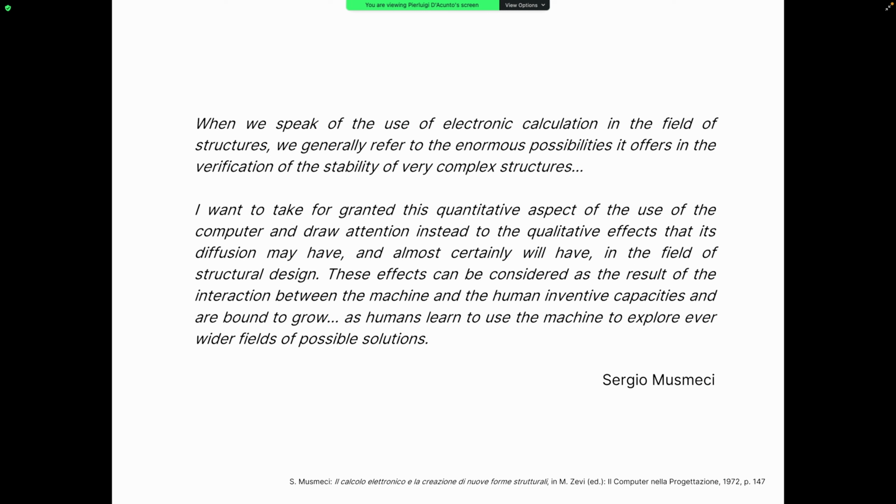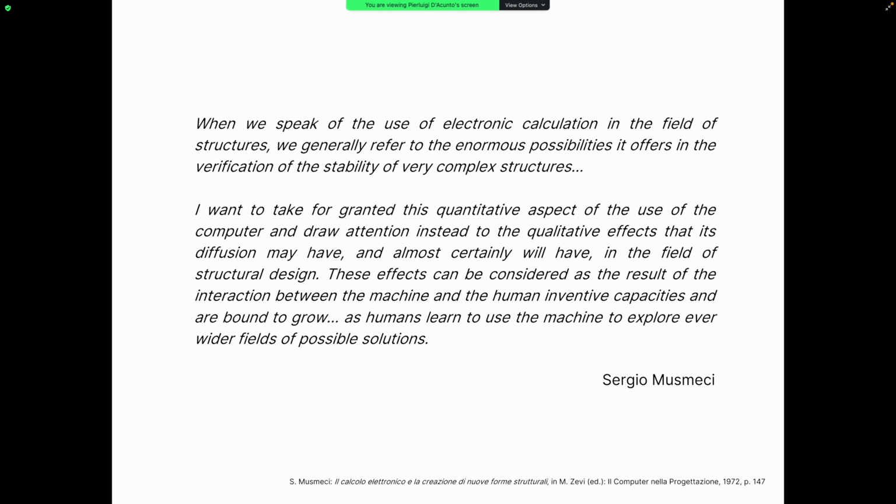When we speak of the use of electronic calculation in the field of structures, we generally refer to the enormous possibilities it offers in the verification of the stability of very complex structures. I want to take for granted these quantitative aspects of the use of the computer and draw attention instead to the qualitative effects that its diffusion may have and almost certainly will have in the field of structural design. These effects can be considered as the results of the interaction between the machine and the human inventive capacities and are bound to grow as humans learn to use the machine to explore ever wider fields of possible solutions.